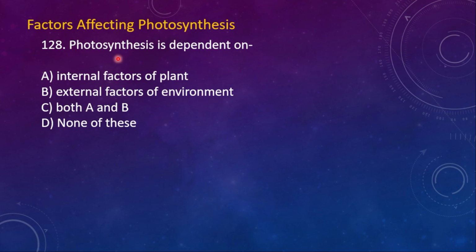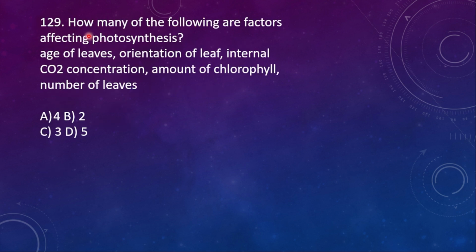Factors affecting photosynthesis. 128. Photosynthesis depends on A. Internal factors of plant, B. External factors of plant, and then C. Both A and B. Here the right option is both A and B. 129. How many of the following are factors affecting photosynthesis? Age of leaf, orientation of leaf, internal CO2 concentration, amount of chlorophyll, number of leaves. So here the right option is option D, all the 5.